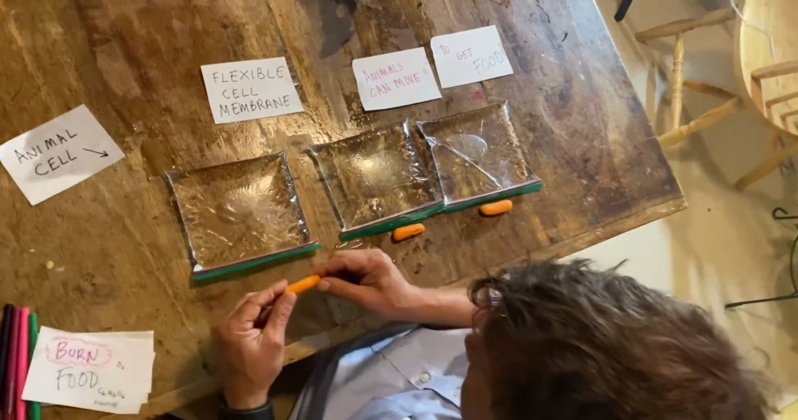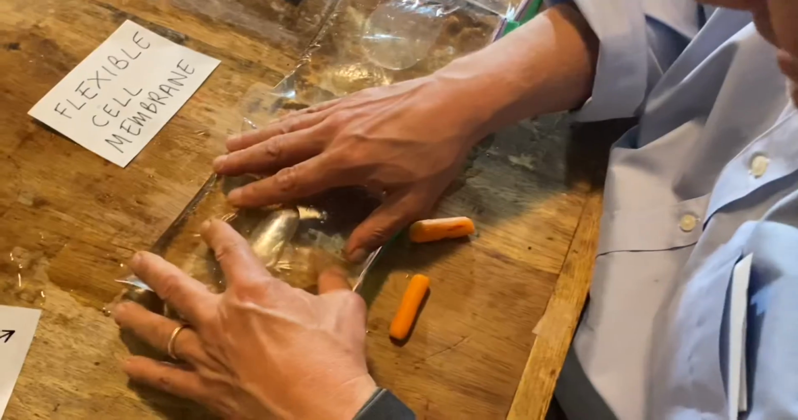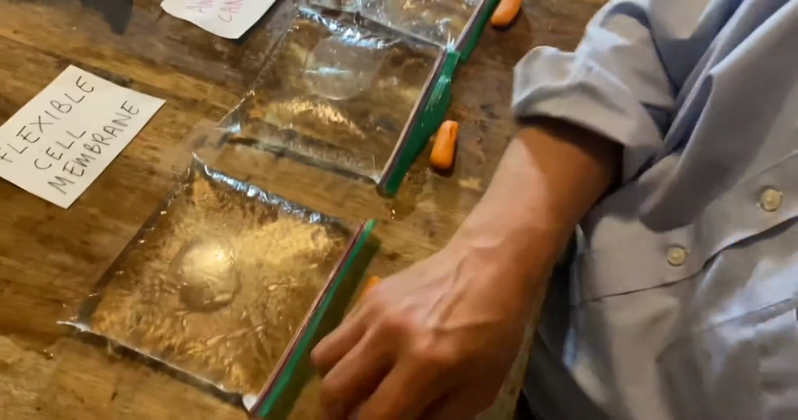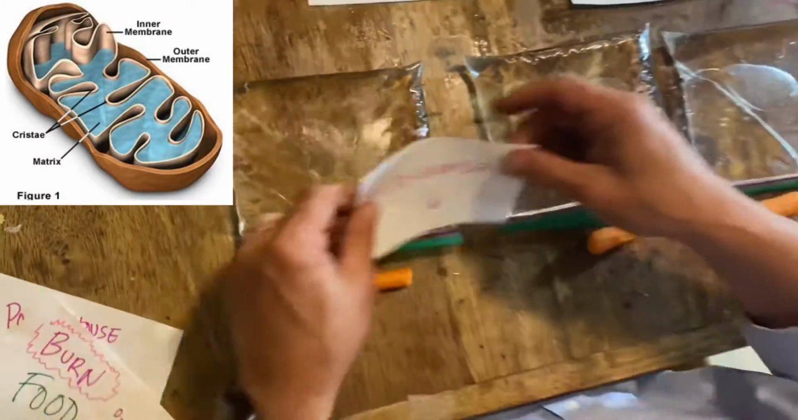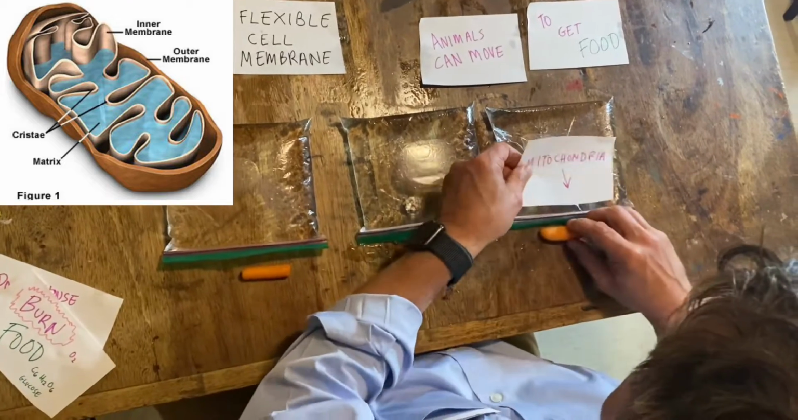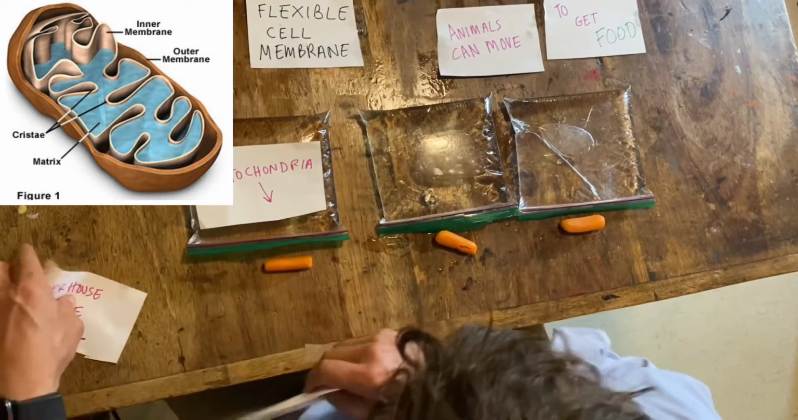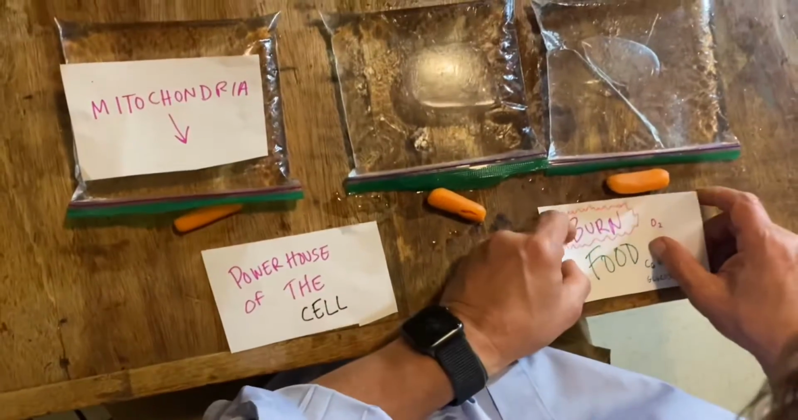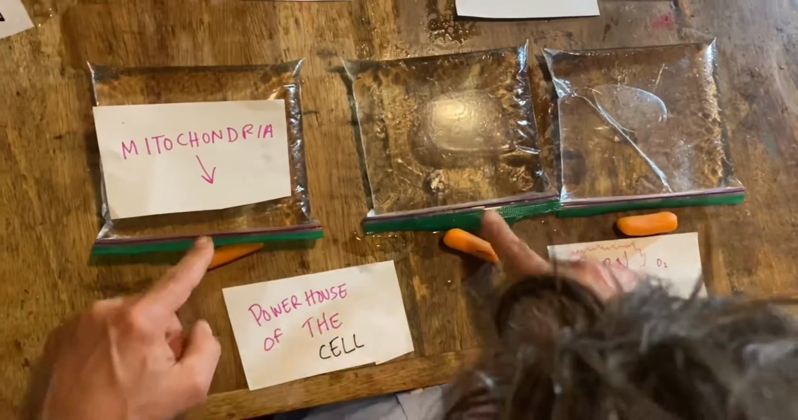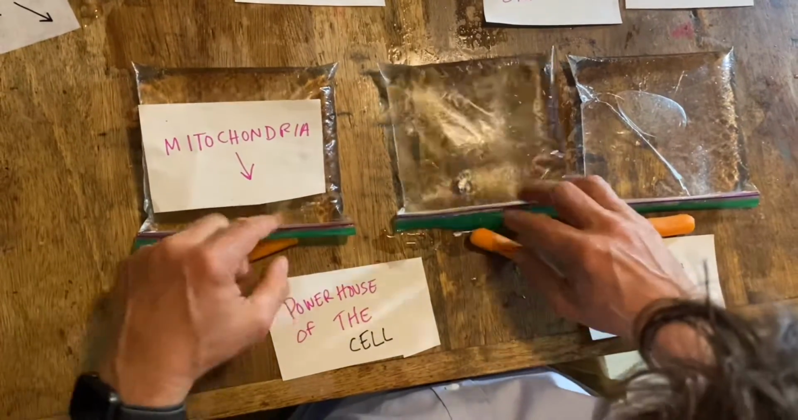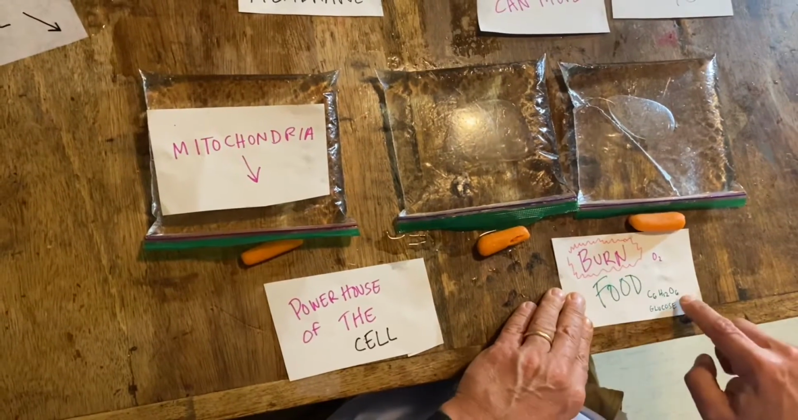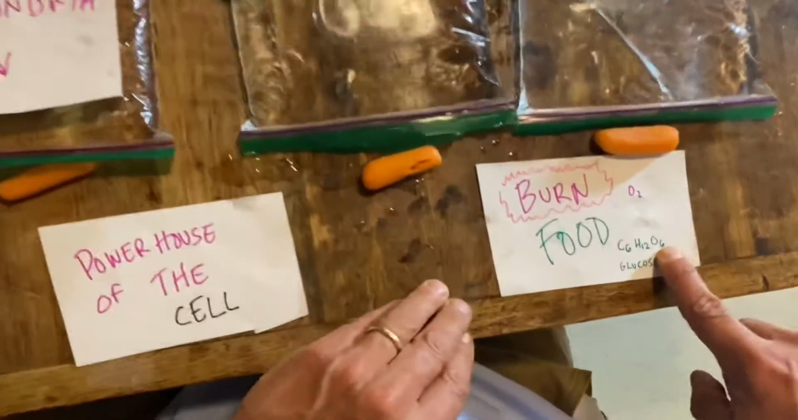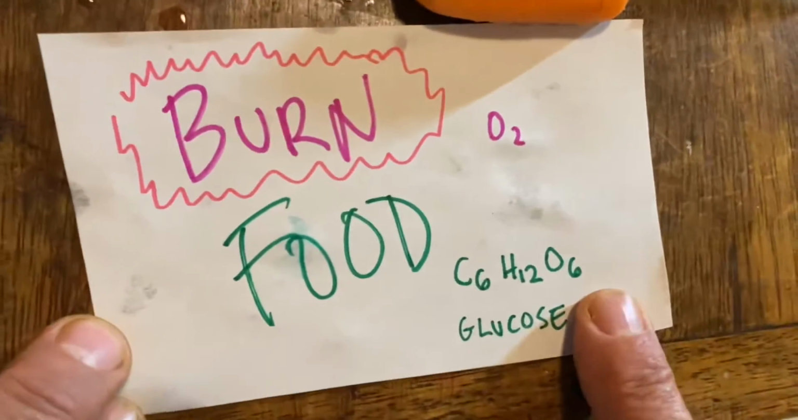The reason they need to get food is because inside of the cells, they have these little structures which are called mitochondria. We're going to use this to represent a mitochondrion. You'll remember the mitochondrion are the powerhouse of the cell, and they burn food. So the food that we eat gets to the cells and it's going to be taken in by these, and they're going to burn that food. And you remember food is glucose, which is C6H12O6.